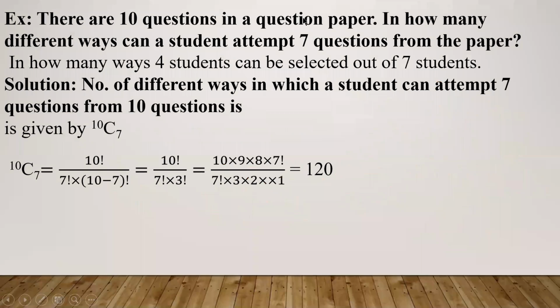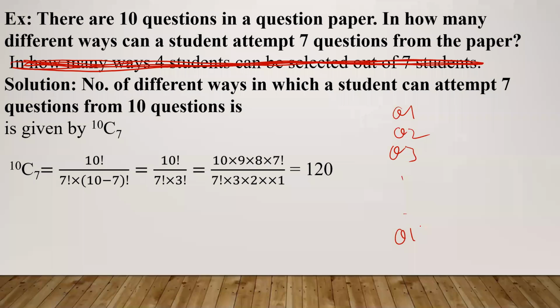There are 10 questions in a question paper. In how many different ways can a student attempt 7 questions from this paper? What is the question? There are 10 questions in the question paper. In how many different ways can a student attempt 7 questions from the paper? So there are 10 questions, question number 1, 2, 3 up to 10, and the student has to attempt any 7.